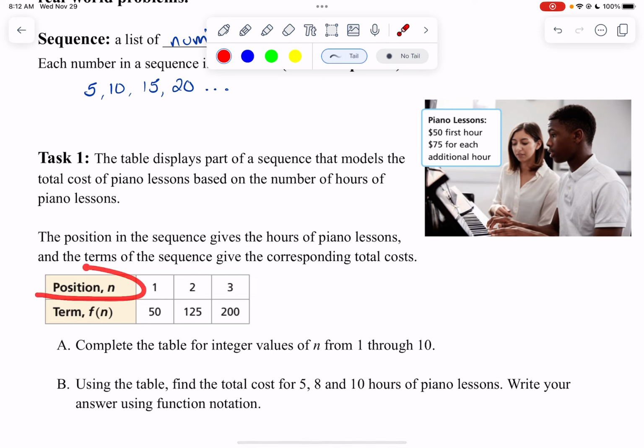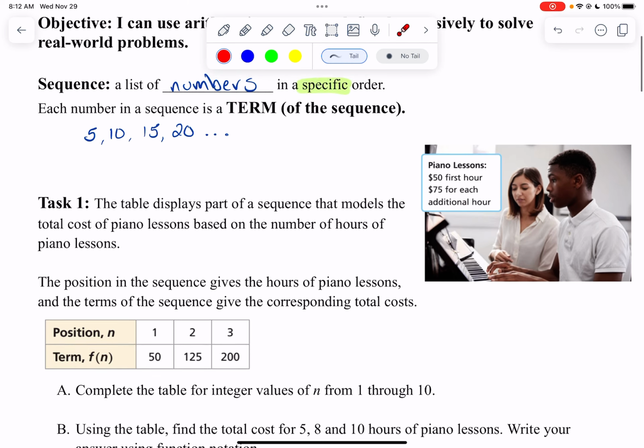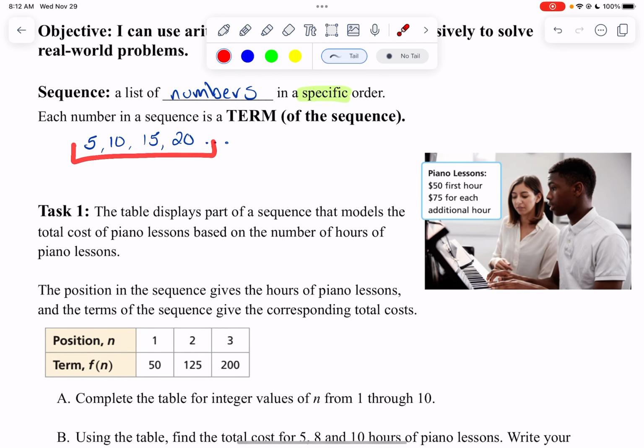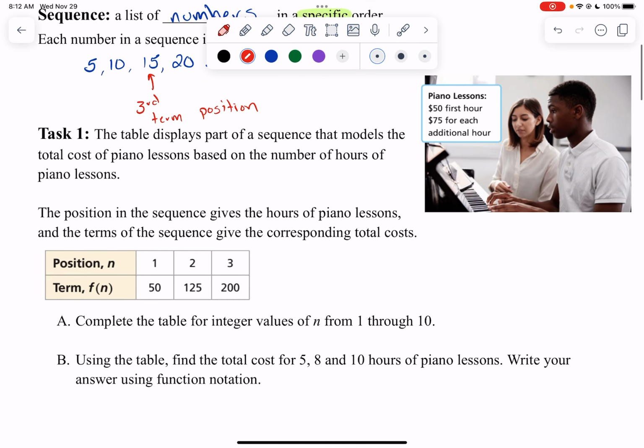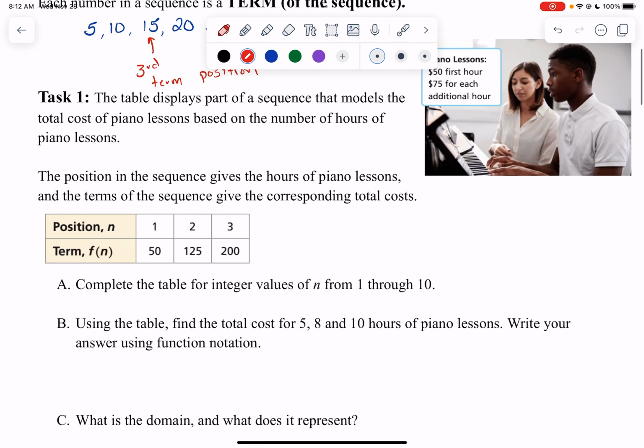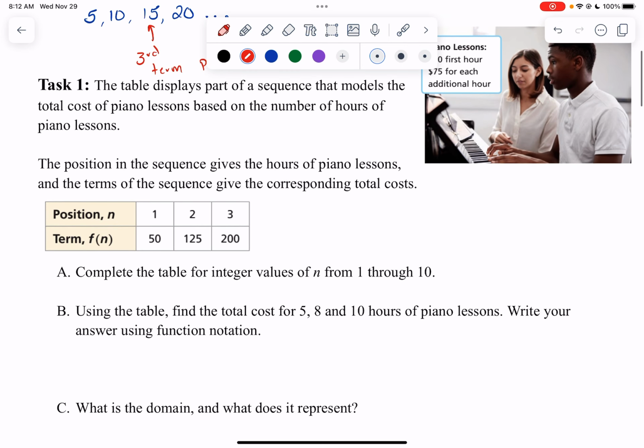So for sequences, we talk about the position. What we mean is where is it in the sequence? For example, up here in my 5, 10, 15, this 15 is the third term. That's its position, where it's at. It's the third in the list. Okay, so we number our terms based on their position. So my position here is the number of hours.